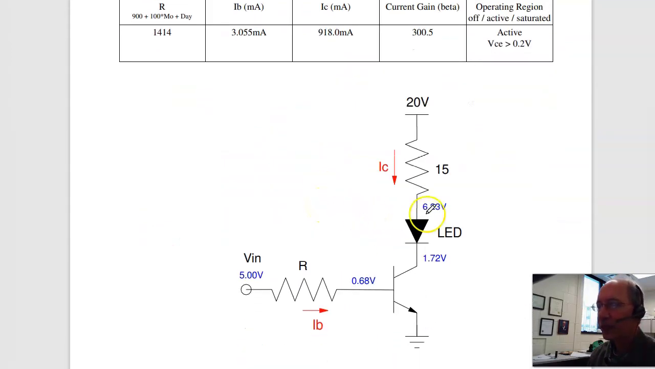Then the last one, if you had this circuit in lab, you built it, this is 1414 ohms, I measure these voltages, find the currents, find the gain of the transistor.